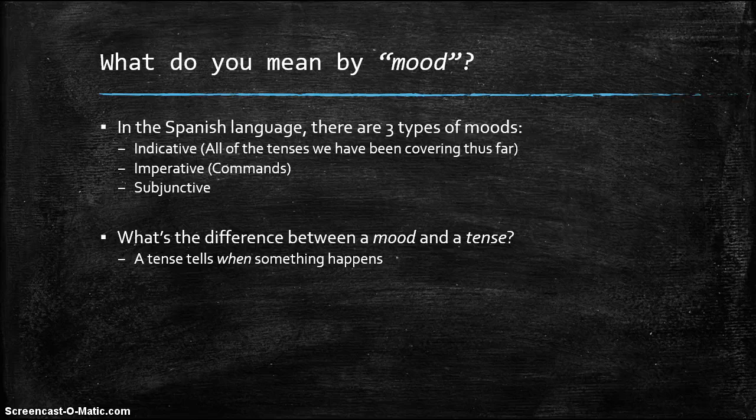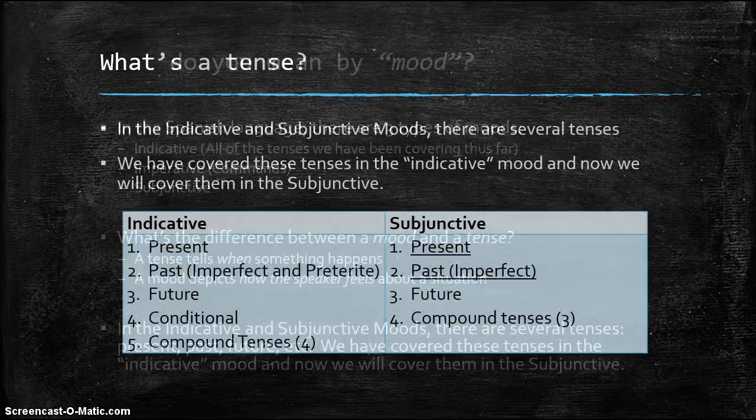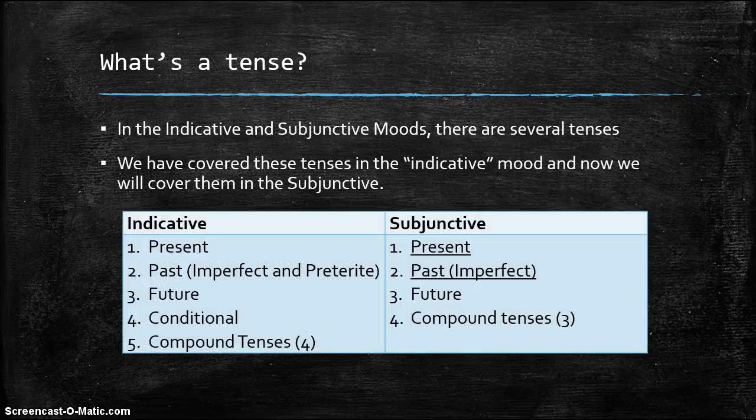A tense tells when something happens. A mood depicts how the speaker feels about a situation. In the indicative and subjunctive moods, there are several tenses. So far in the indicative, we've gone over the present tense, the past tense. We'll go over the future tense later on. But we have covered these tenses in the indicative mood in the past, and now we're going to cover them in the subjunctive. Here's a better picture of what I mean.